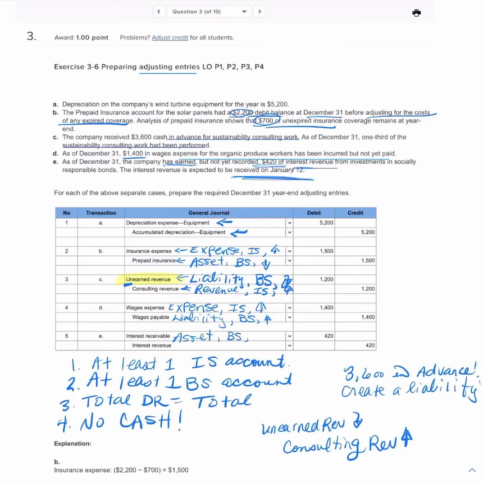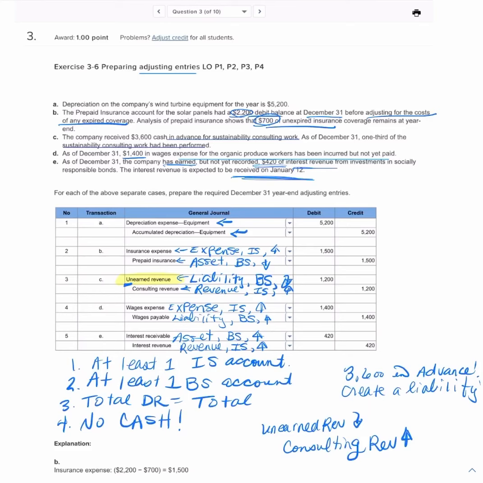Assets go on the balance sheet, and since that asset is being debited, it is increasing. My credit then is to interest revenue. That is, of course, a revenue account that goes on the income statement and is also increasing. So now we'll just very quickly go down and check all of our rules.